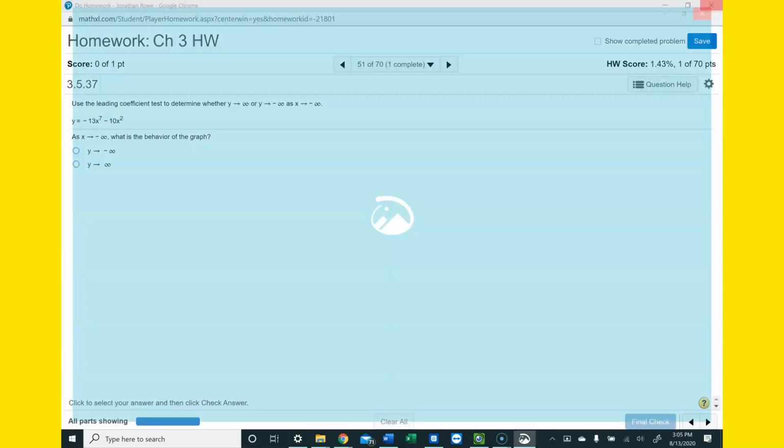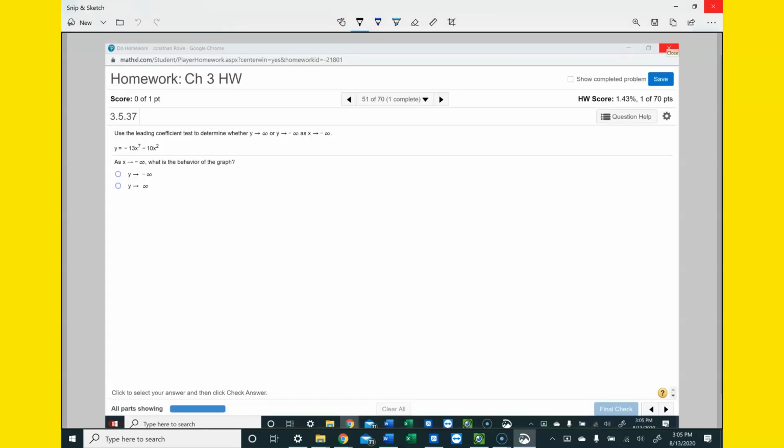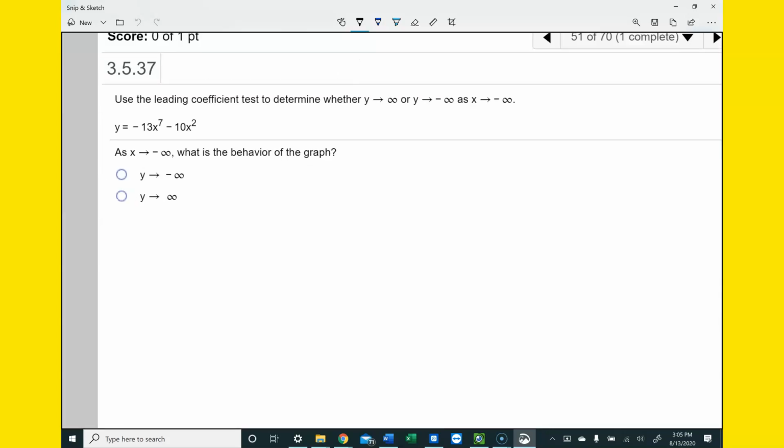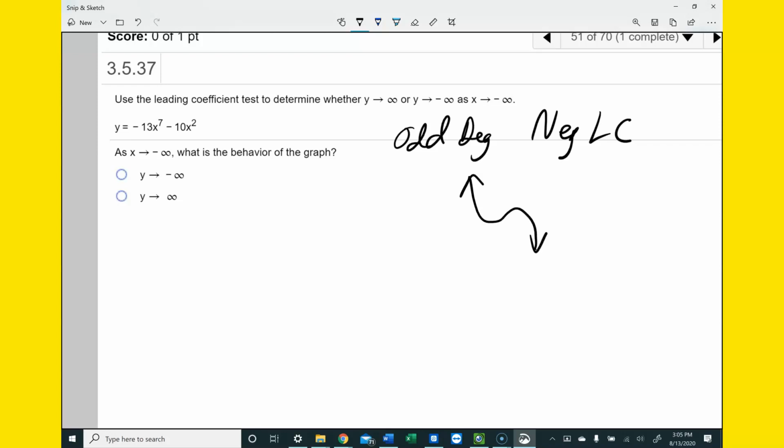All right, let's look at this one as another example. What do we have here? Looking at this term, because that's the one with the highest exponent, we have an odd degree, and we have a negative leading coefficient. That means the right arm is going to point down, and the left arm is going to point up.